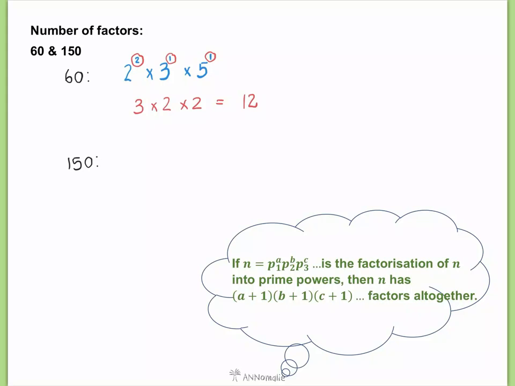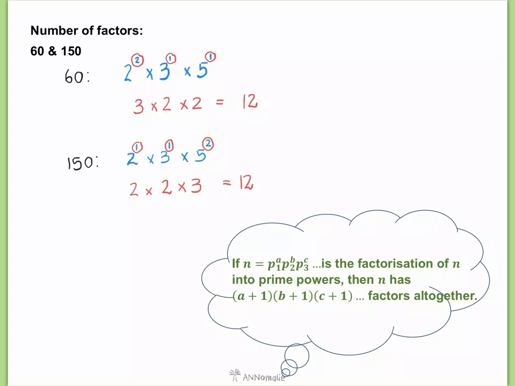For 150, we did the prime factorization earlier on. The prime factorization of 150 is 2 times 3 times 5 to the power of 2. And once again, for the sake of clarity, 2 to the power of 1, 3 to the power of 1. Add 1 to the 1, multiplied by add 1, and once again add 1 to give us the total number of factors. How do we generalize this?